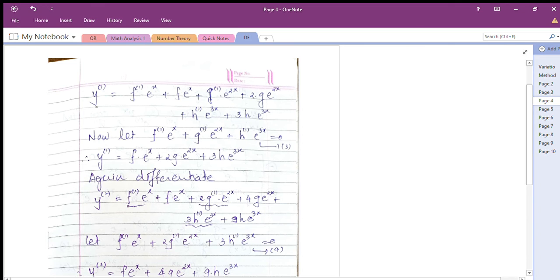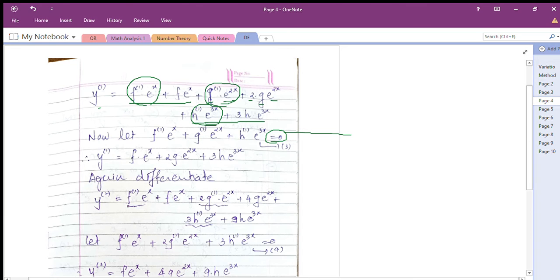So y1, the first derivative, is f1 e raised to x, and now f as it is and the differentiation of e raised to x is the same, e raised to x. Now the differentiation of g is g1 e raised to 2x as it is, then g as it is, and the differentiation of e raised to 2x is 2 times e raised to 2x. Similarly you can differentiate the last term as well. Now consider f1 e raised to x, g1 e raised to 2x and h1 e raised to 3x equal to 0. This is the first condition that we required.